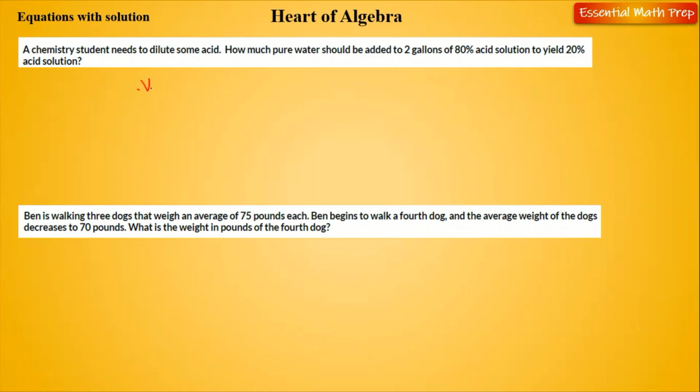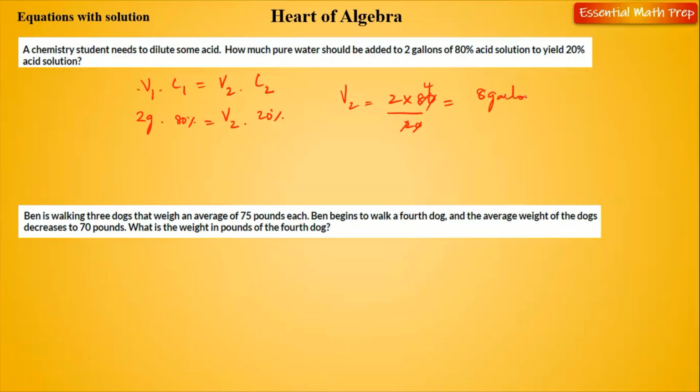So we have V1 times C1 equals V2 times C2, where V1 is the initial volume, C1 is the initial concentration, V2 is the final volume, C2 is the final concentration. So we know we started with 2 gallons and 80% concentration. We don't know what our final volume is, but we know our final concentration is 20%. So V2 would be 2 times 80 over 20, right? So this is 4. So we ended up with 8 gallons as final volume.